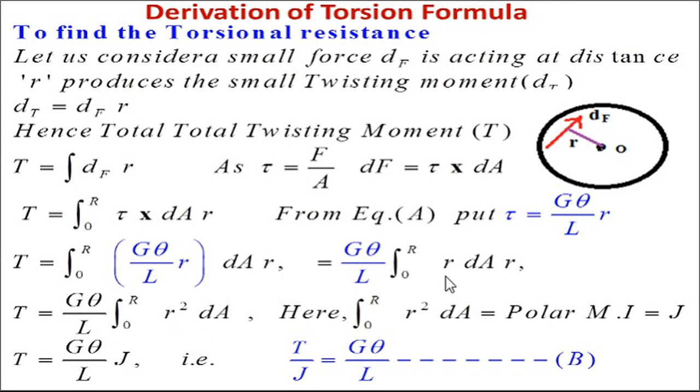So it is nothing but r into r, which means r square into dA. And as you know, this integral of r square into dA shows the second moment of area, that is called moment of inertia. And in case of torsion, it will be polar moment of inertia, J. Okay. So under integral 0 to R, r square into dA is nothing but the polar moment of inertia, J. Okay. So T is equal to G theta by L into J, that is T by J is equal to G theta by L. So this will be equation number 2.